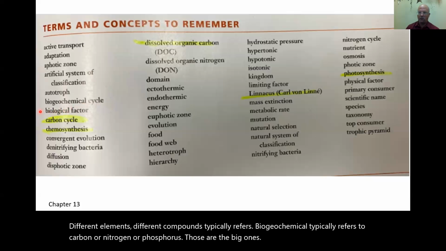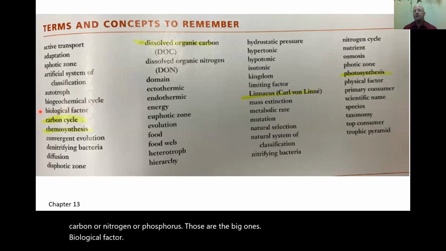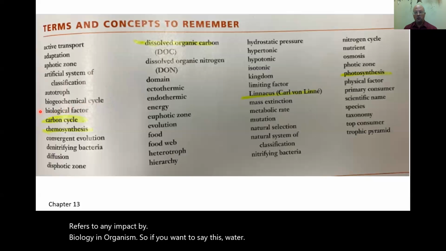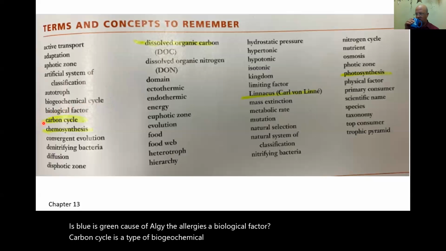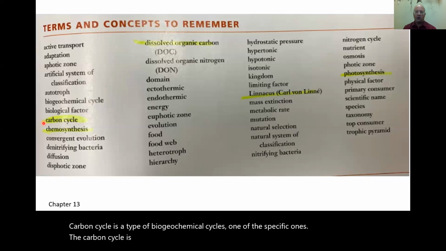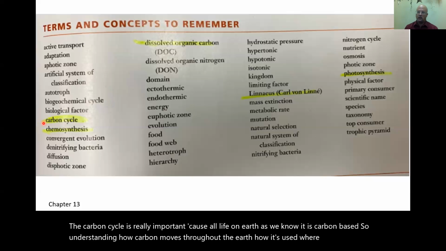Biological factor refers to any impact by biology, an organism. So if you want to say, this water is green because of algae, the algae is a biological factor. Carbon cycle is a type of biogeochemical cycle. It's one of the specific ones. The carbon cycle is really important because all life on Earth, as we know it, is carbon-based. So understanding how carbon moves throughout the Earth, how it's used, where it's stored, is really important.